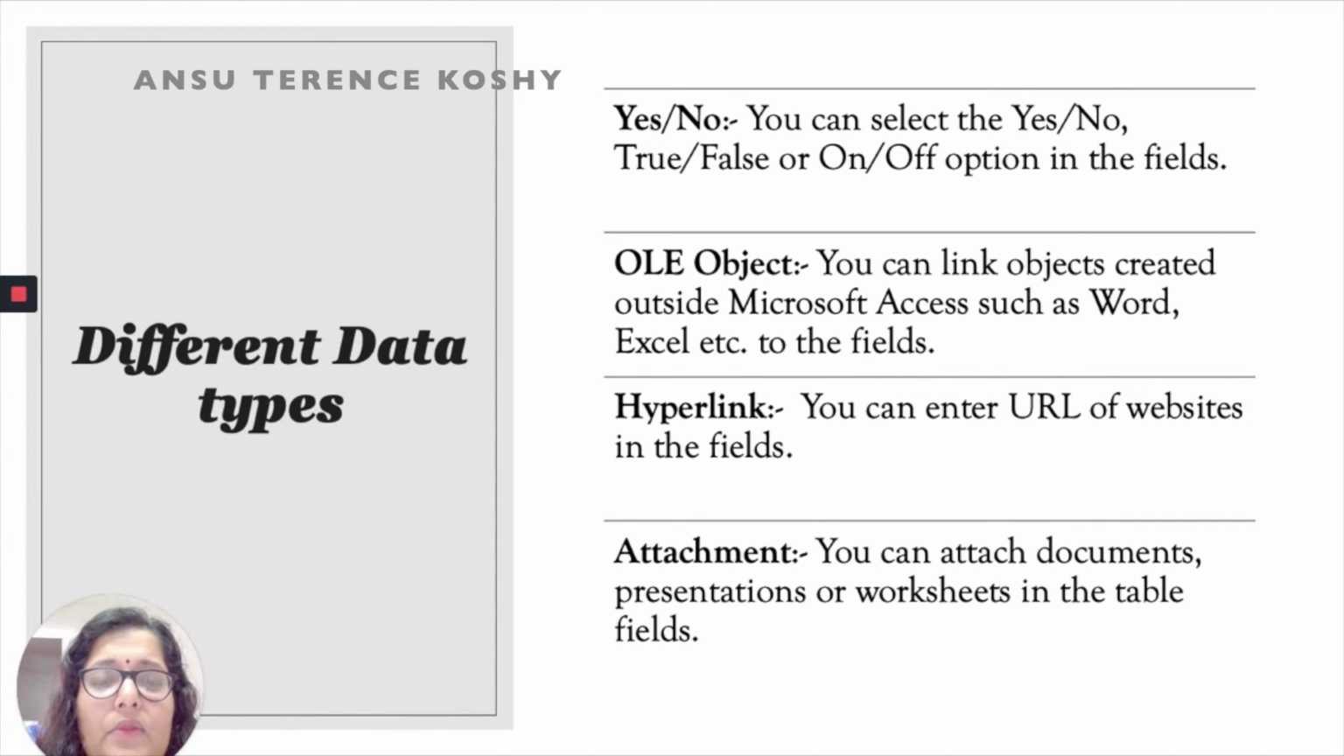Hyperlink. You can enter URLs of websites in the fields. If you want to enter a URL address, you can do it with the help of this. That is, if you want to put the name of a particular website, that can be put in with the help of this hyperlink. Attachment. You can attach documents, presentations or worksheets in the table fields. With the help of attachments, you can add a lot of presentations and worksheets made for school purposes. All these things can be done in the available fields.